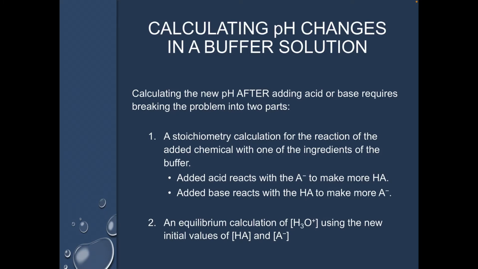So we can calculate the pH of our buffer after we add an acid or a base by breaking our problem down into 2 different parts. The first one, we are going to do a stoichiometry calculation to figure out the reaction of whatever we've added. If we've added acid or base, we're going to use that to react with one of the ingredients of our buffer and figure out what's left after the reaction.